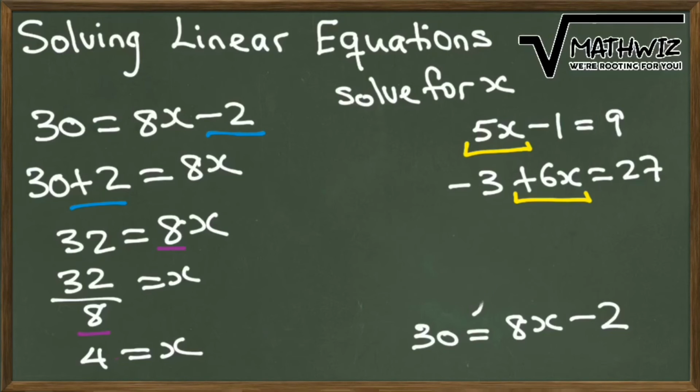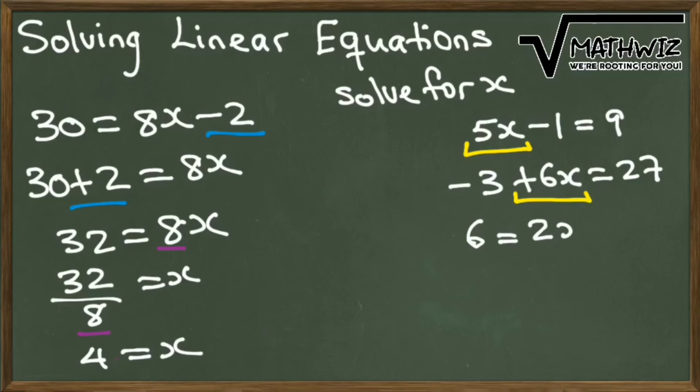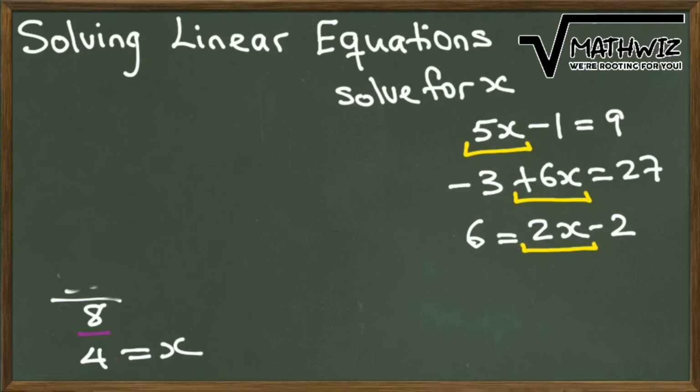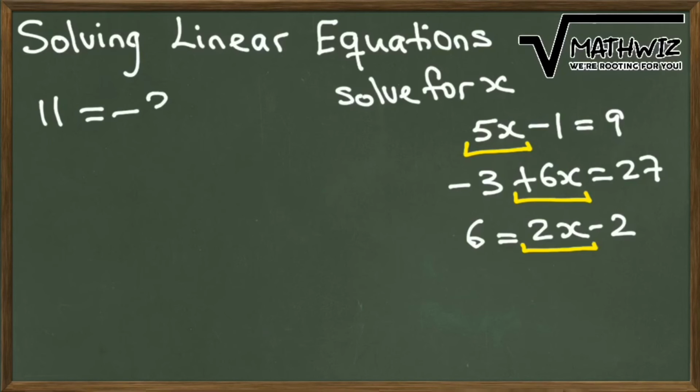All right, so our third example was 6 is equal to 2x minus 2. So now the x is on the right hand side. So we're going to go ahead and do our final example. So again, just putting the questions on the right hand side so that you can see the difference.